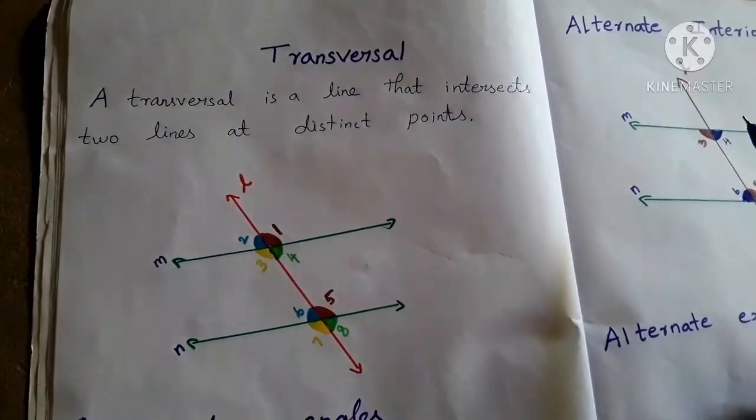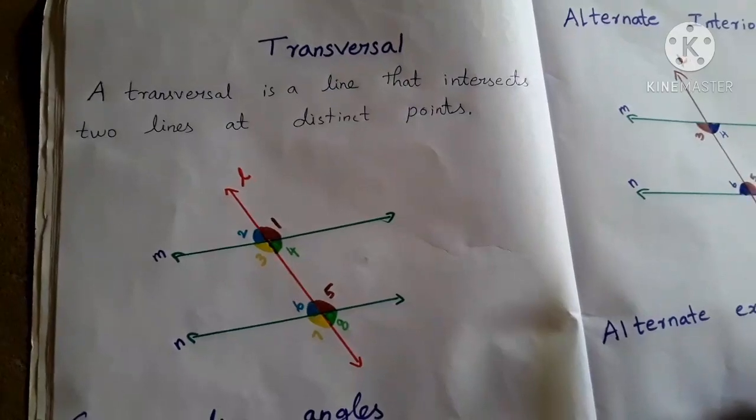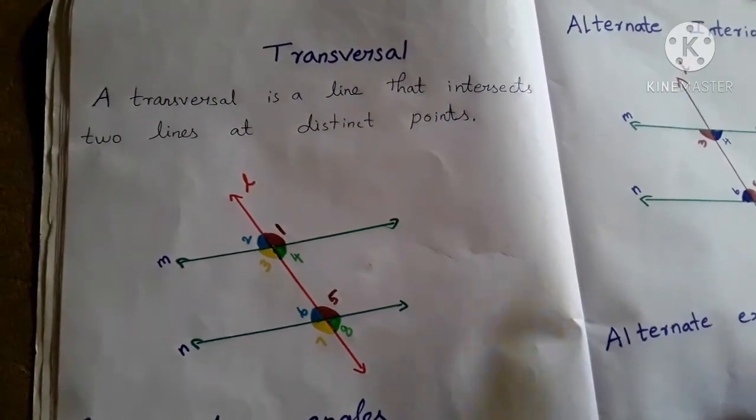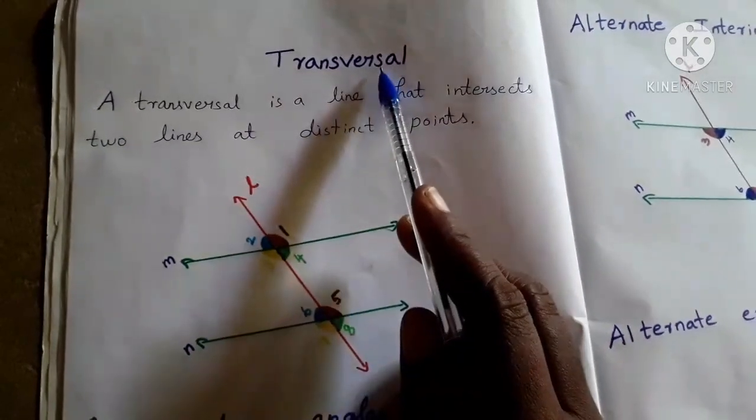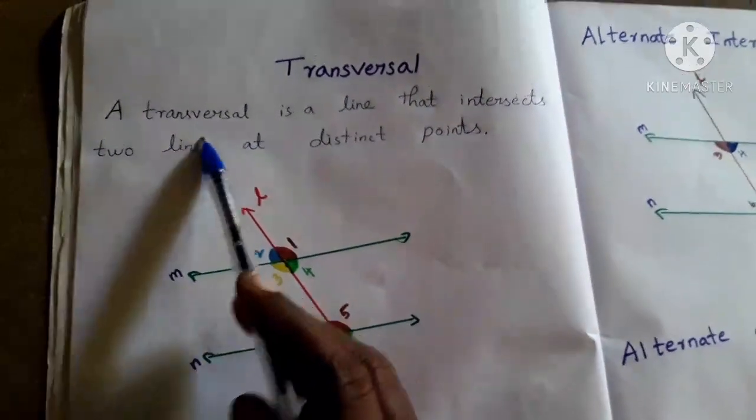Last class we saw adjacent angles, linear pairs, and vertically opposite angles. So now we are going to see the new concept, transversal. What is a transversal?